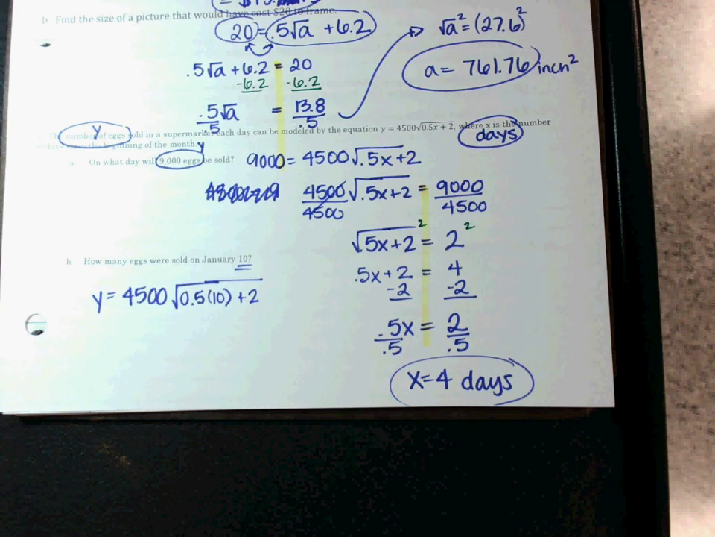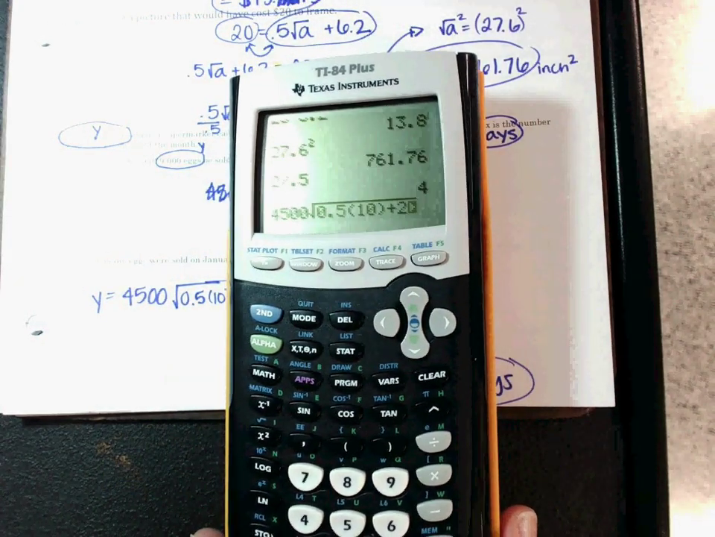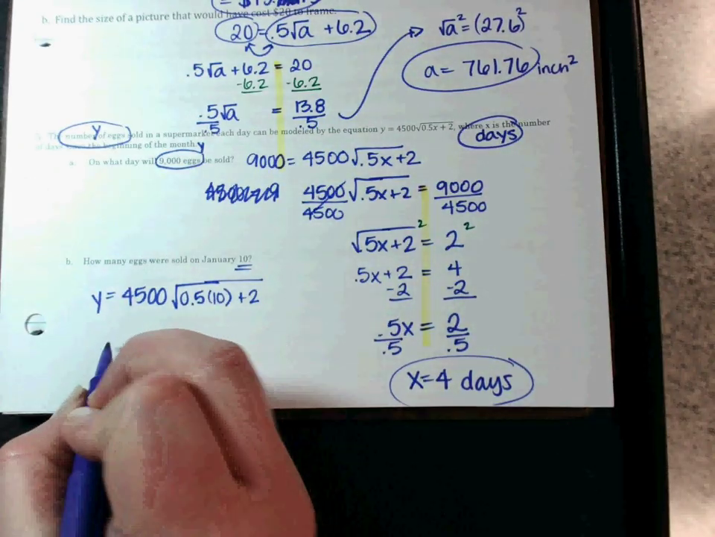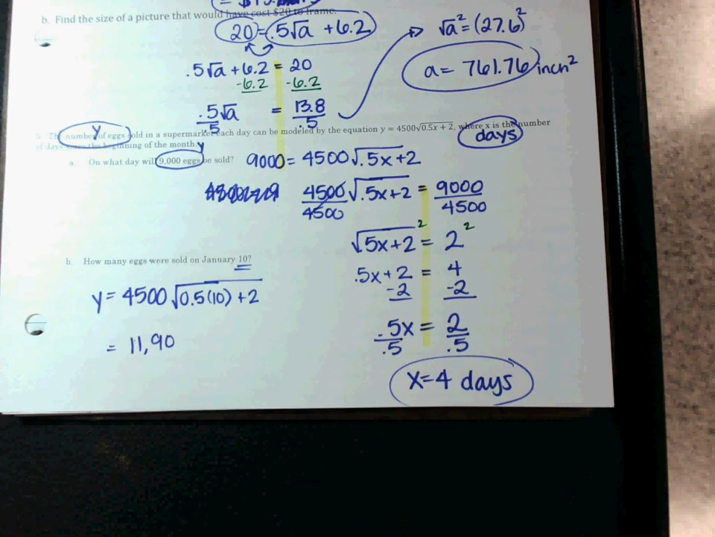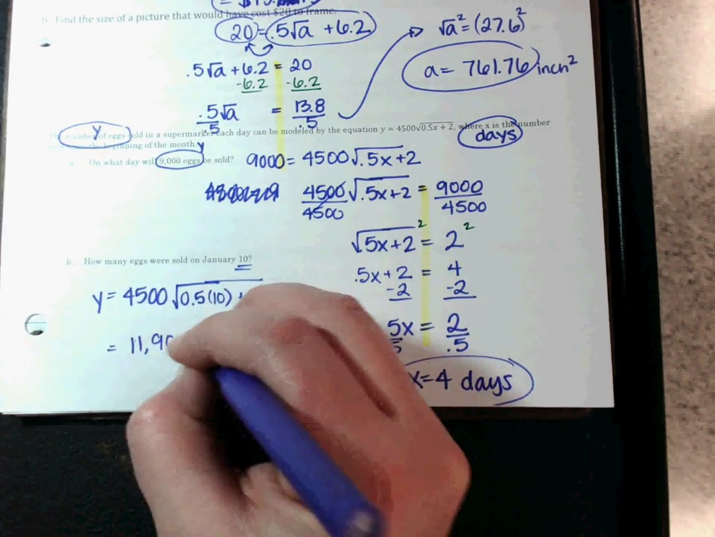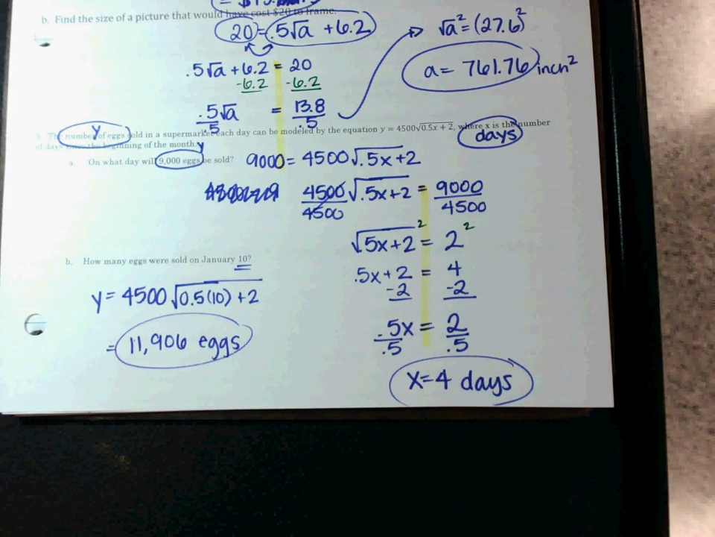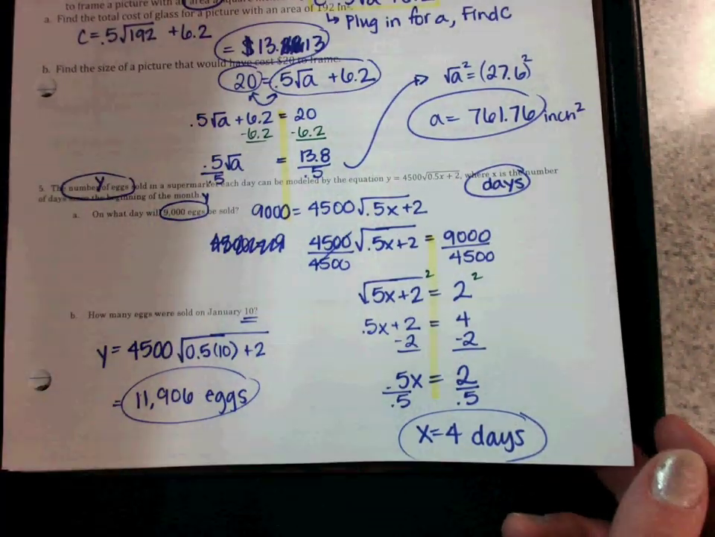Okay, so for this one, I'd have 4,500 square root of 0.5, 10 plugged in plus 2. And you can literally type it in just like you have it written on your paper. Okay, there'd be 11,905 eggs. Okay, 11,900. And actually, if it's 5.8, let's just round that up since we're talking about eggs. Versus if it were money, you could leave it as a decimal, but part of an egg doesn't make sense. Okay, turn the page. A couple more left on the back, and then we are done.